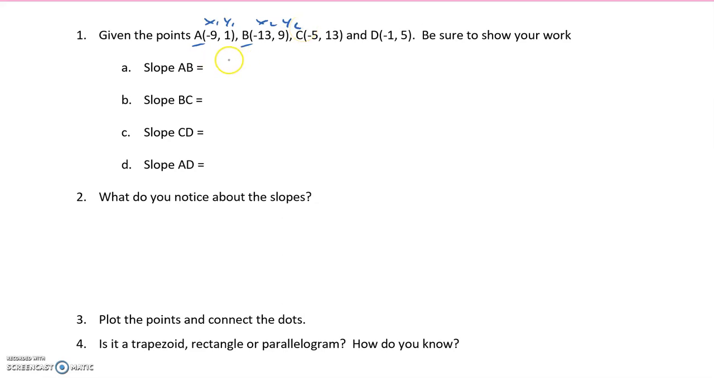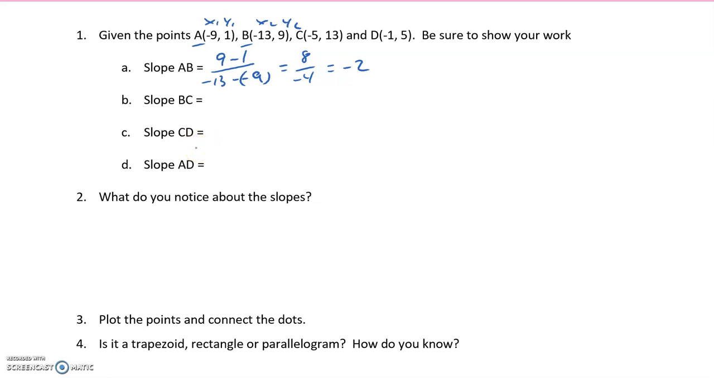So for those two, it would be 9 minus 1 divided by negative 13, take away negative 9. That would give me 8 divided by, so negative 13, it becomes a plus. Negative 13 plus 9 would be negative 4. So that has a slope of negative 2. Okay, and I can do the same types of things for BC, CD, and AD. So find the slopes of those 4 lines.